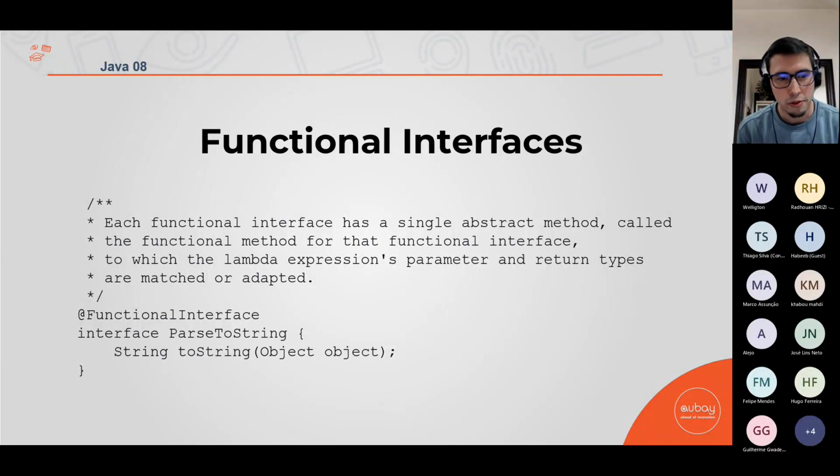Basically, each functional interface has a single abstract method, called the functional method for that functional interface, to which the lambda expression's parameters and return types are adapted. So here we have one example: ParseToString, which contains the method toString, receives an object and returns a string. We also have this annotation, which is very useful because it will verify that your interface has just a single abstract method, okay?